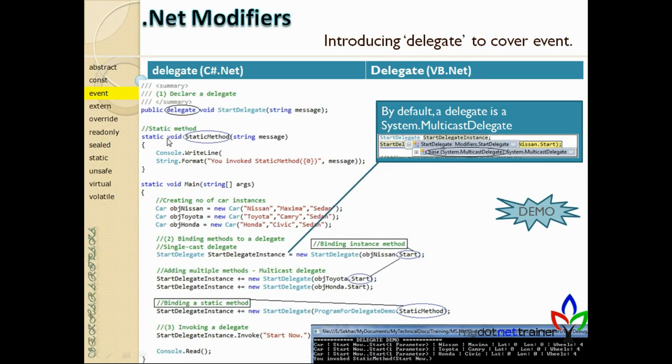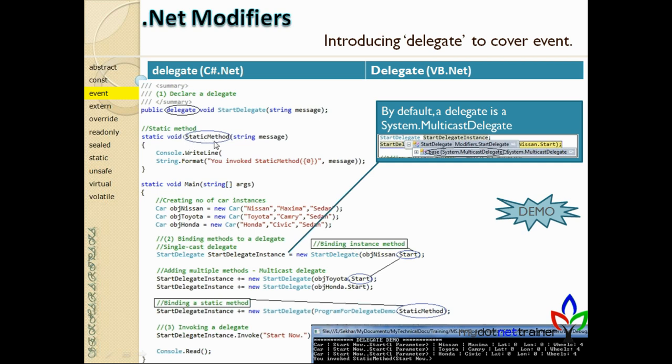Here, in this case, I have a static method. A static method needs to be part of a class anyway. If you carefully observe, the signature of this method matches the delegate signature. The delegate has void as a return type, and this also has void as a return type, and it has a name.